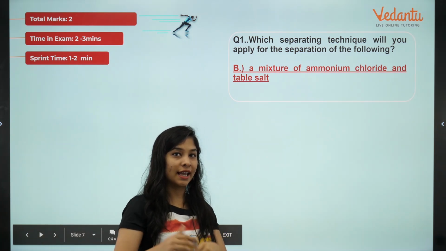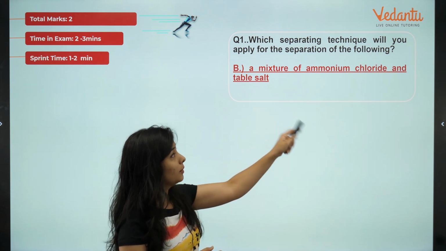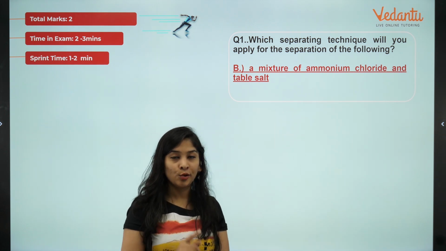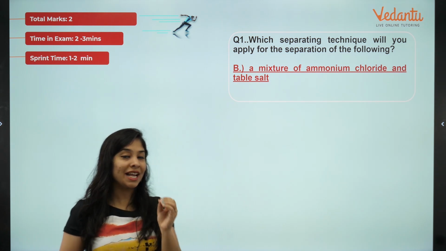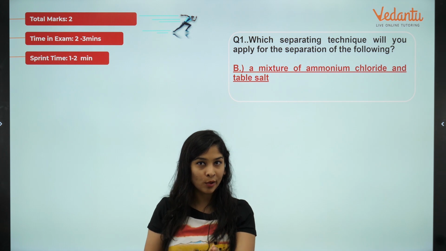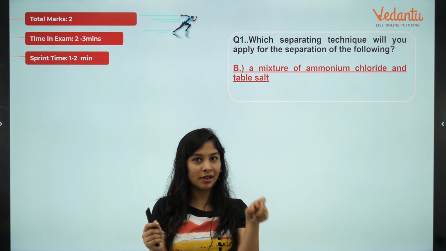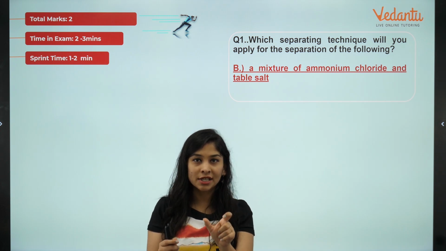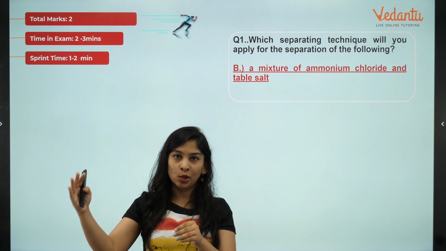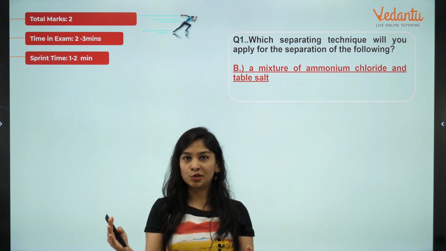What this question is, again based on a separating technique only. A mixture of ammonium chloride and table salt you have to separate, and you have to tell me what is that technique which you can use to separate ammonium chloride and salt. Ammonium chloride के बारे में you have studied even in first chapter that it is a sublimable substance. It can directly convert into a gas. That's a solid. Directly convert into a gas and vice versa is also possible.